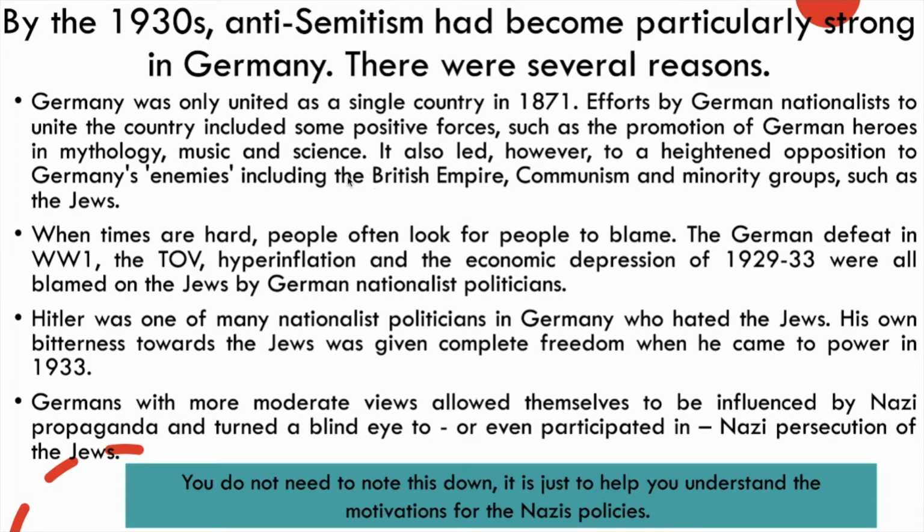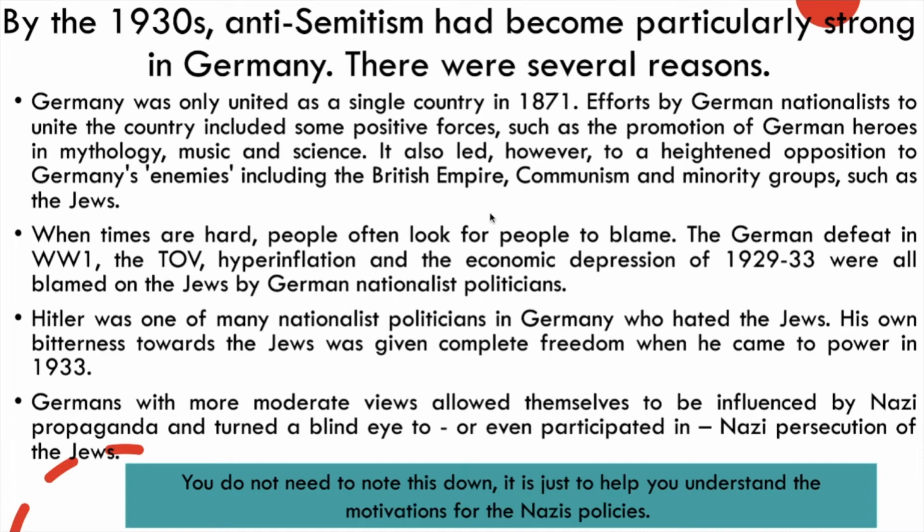An attempt to promote German nationalism led to anti-Semitism. Now, this could have been positive in the sense that they were promoting German heroes in mythology, music and science, but there were also negative sides of it. So it often led to the identification of people that weren't German, so enemies of Germany, like the British Empire, communism, minority groups, such as Jews. Now, this stemmed from the fact that Germany was only united as a single country in 1871, so there were lots of efforts to try and unite them, and there was a heightened sense of German nationalism.